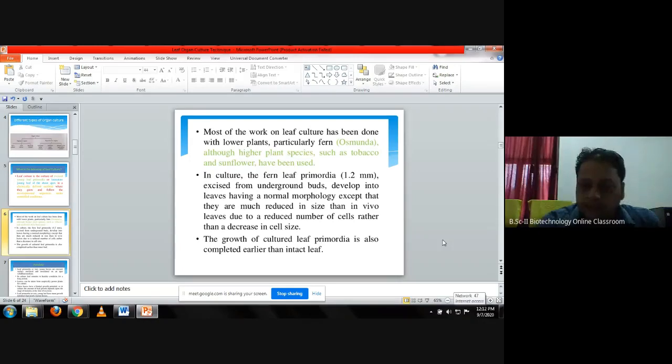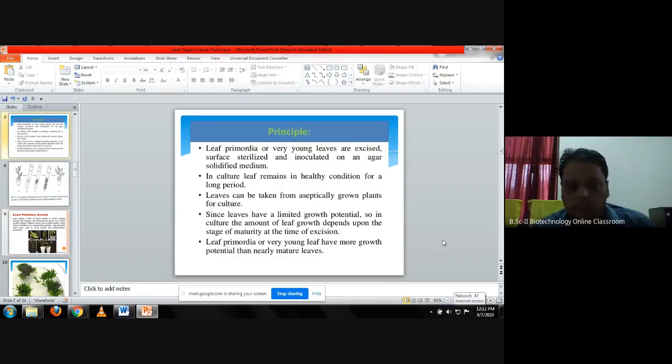So growth in culture is very high. Now the principle: the leaf primordia or very young leaves are excised, surface sterilized and inoculated on the agar solidified medium. First step is selection of explant. Explant selection झाल्यानंतर काय करतो आपण? What do we do? It's sterilization.